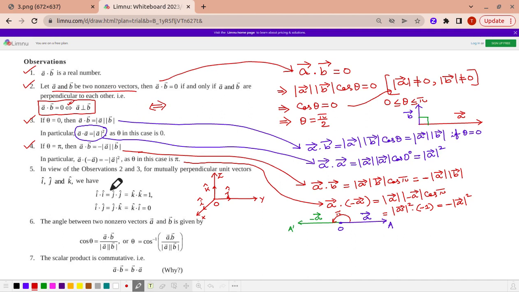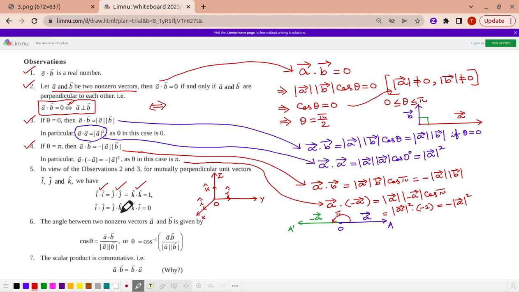So mod I cap into mod I cap is equal to 1. That is why I cap dot I cap equal to 1, j cap dot j cap equal to 1, k cap dot k cap equal to 1. Okay, we have understood this thing, that point number 3, that a dot a is equal to mod a square. So similarly I cap dot I cap should be equal to mod of I cap square. We know mod of I cap is equal to 1, so it is 1 square, that means 1.